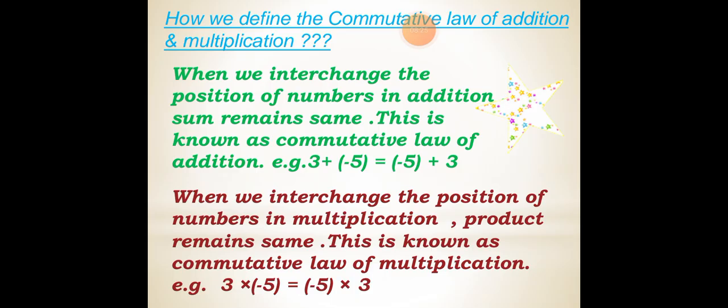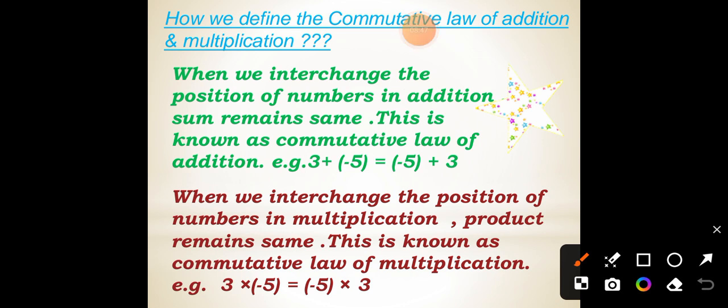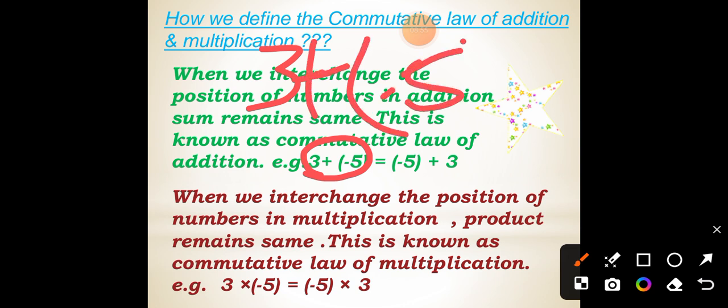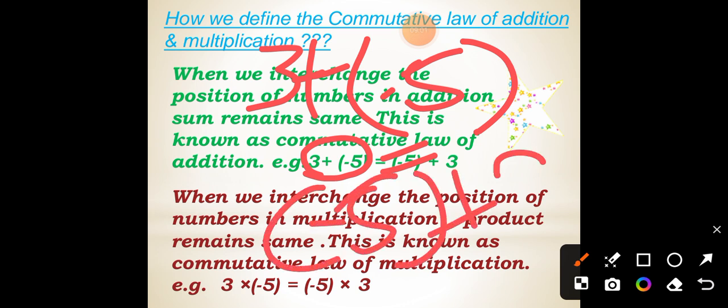So how do we define the commutative law of addition and multiplication? When we interchange the position of numbers in addition, the sum remains the same. This is known as the commutative law of addition. For example, if I have 3 plus minus 5, the answer will remain the same as minus 5 plus 3. I just interchange their places, but the answer is the same.